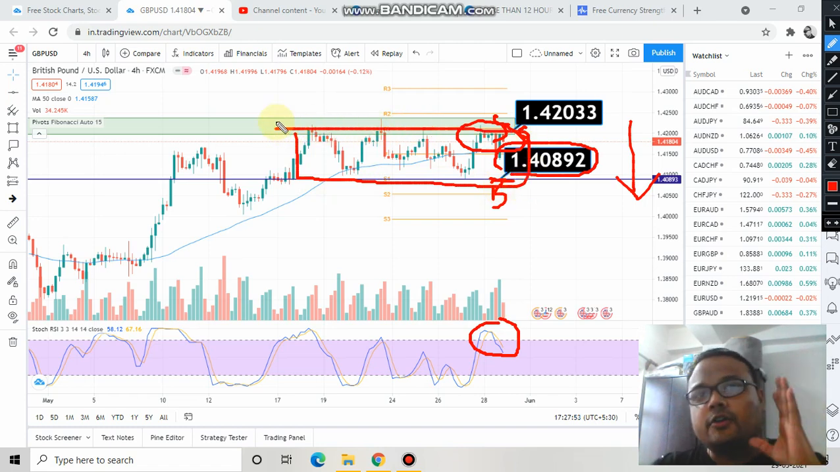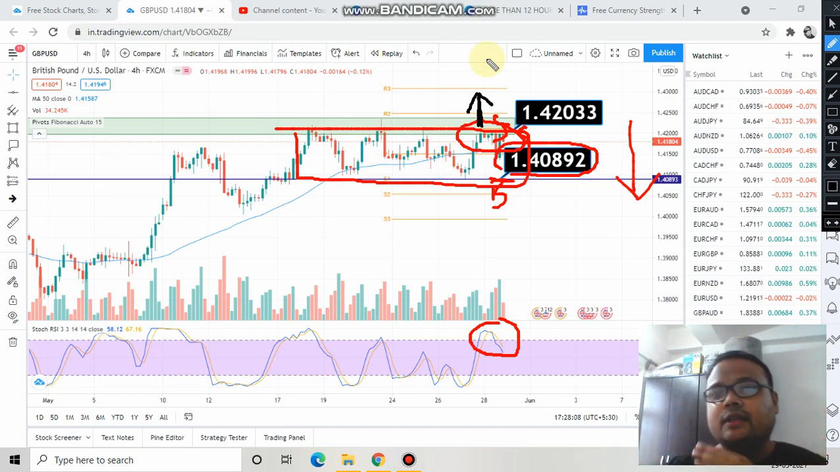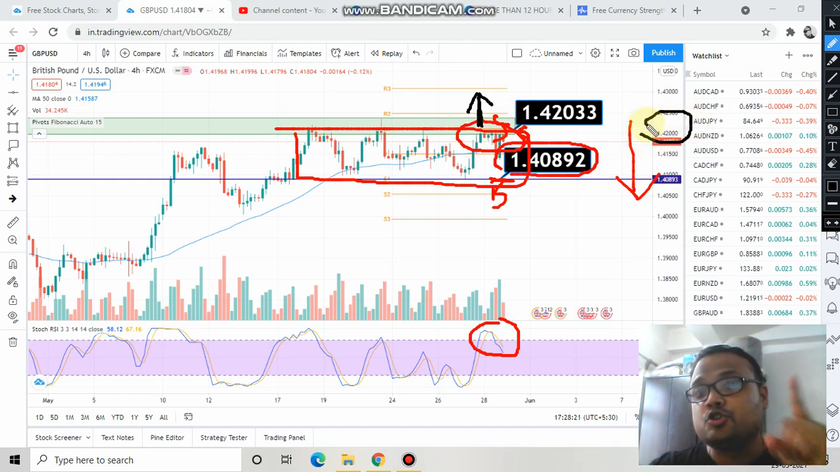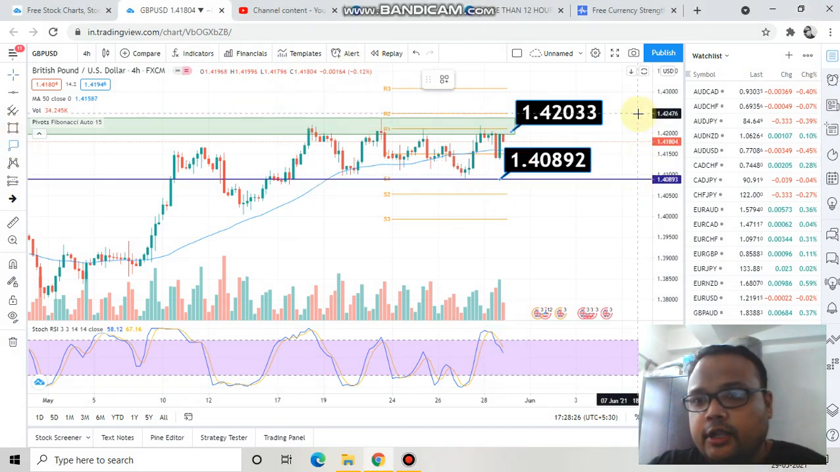And considering the overall trend of the market, there is a possibility that in the coming week the market will break this level. So let's see how the price does. In case the market successfully crosses this level, or if you see that on Monday GBP USD is very strong, it has crossed the resistance, it has crossed the 1.4200 level, then also you should not buy right away, because Monday mornings are very dull. You need to wait for the market to cross this level at least.